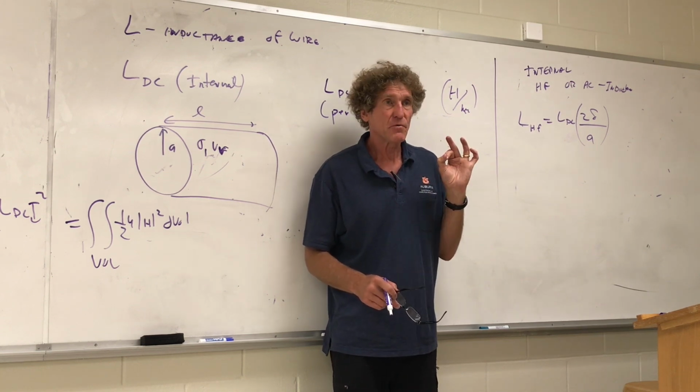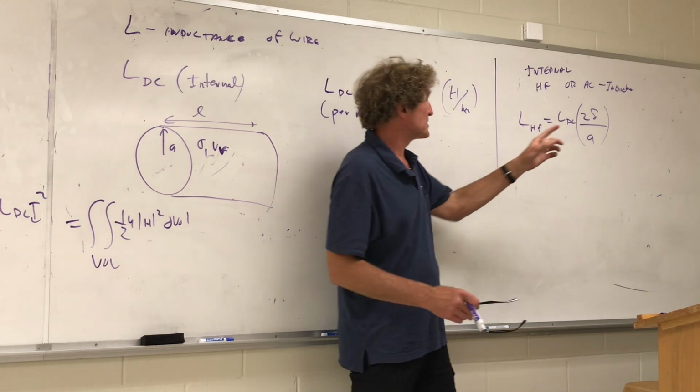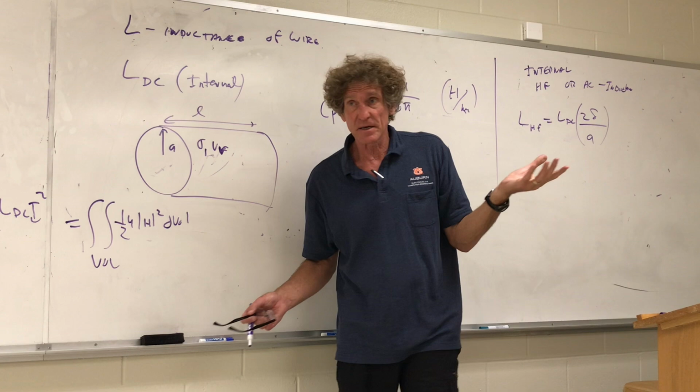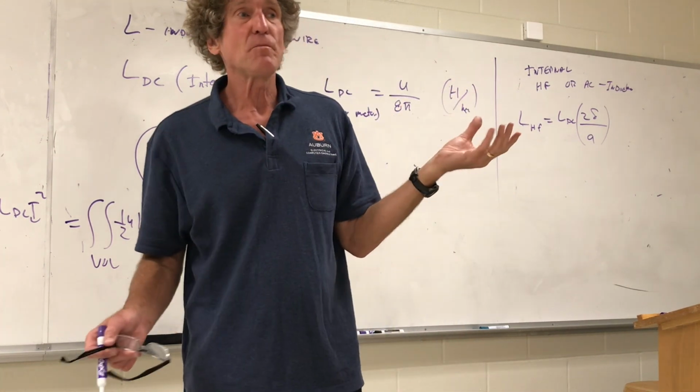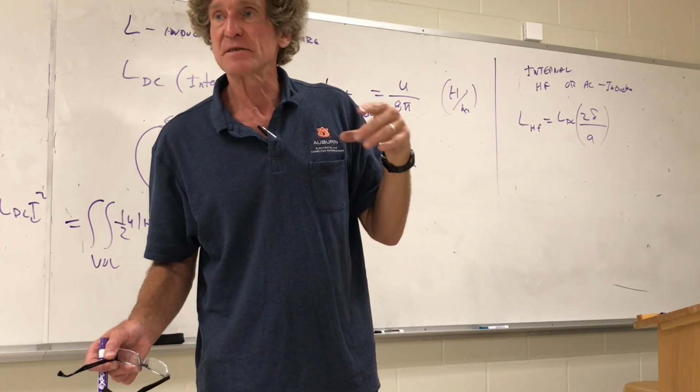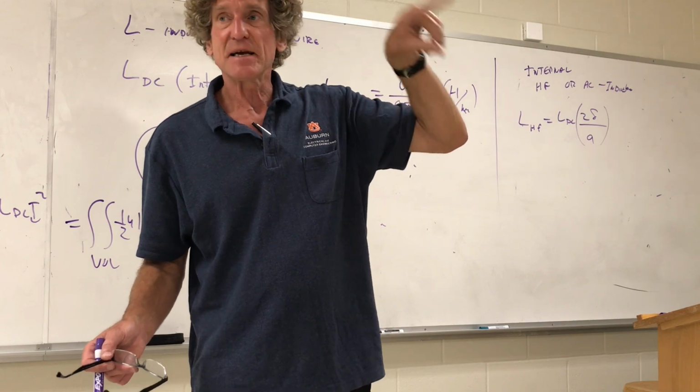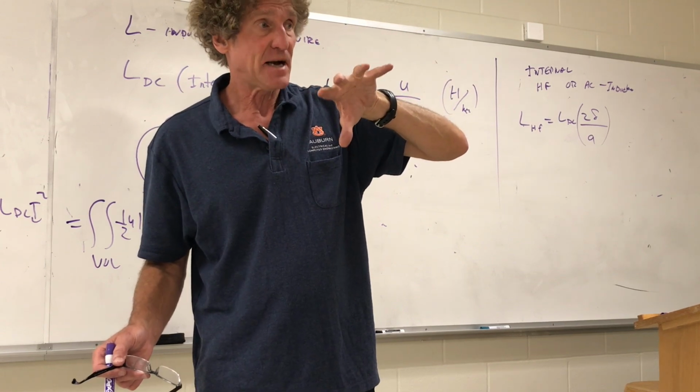If it goes to 0, what's the internal inductance? It's 0, right? If skin depth goes to 0, just look. 0 times anything is 0. That means there's no internal magnetic energy. Literally, as it goes to infinity, less and less energy is inside, everything's outside the wire.